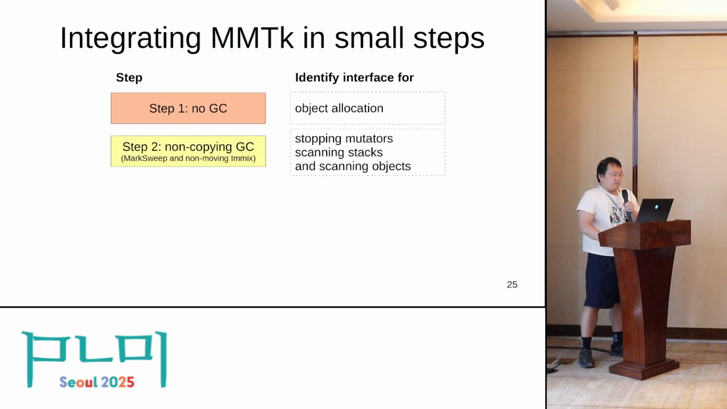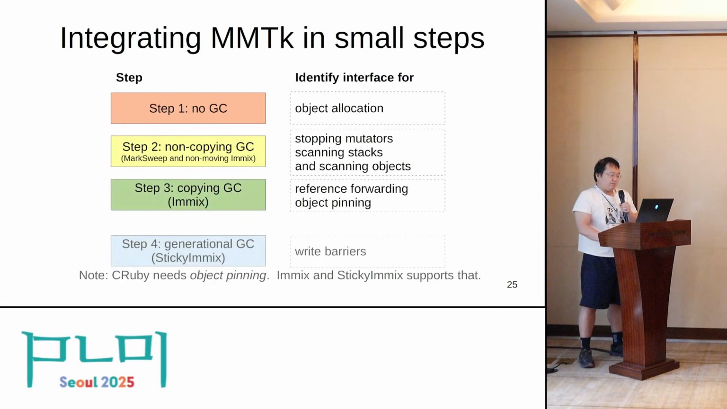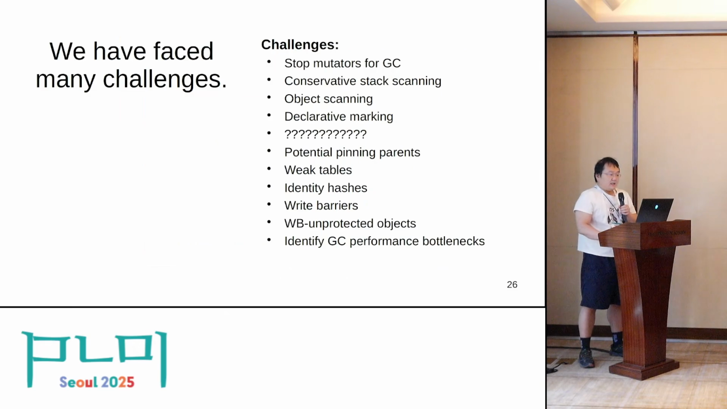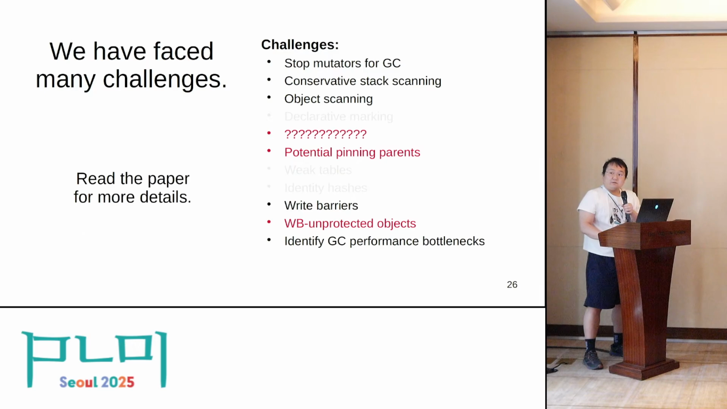And in step 2, we support non-copying GC, and step 3, we support copying GC, and in step 4, we support generational GC. And in each of the steps, we identify part of the VM GC interface, and in steps 3 and 4 specifically, we use the Immix and sticky Immix GC algorithms because CRuby needs object pinning. And we have faced many challenges, but limited by time, in this talk we are going to omit some of the challenges and only go deep on some selected challenges. And if you need more information, you can always read the paper.